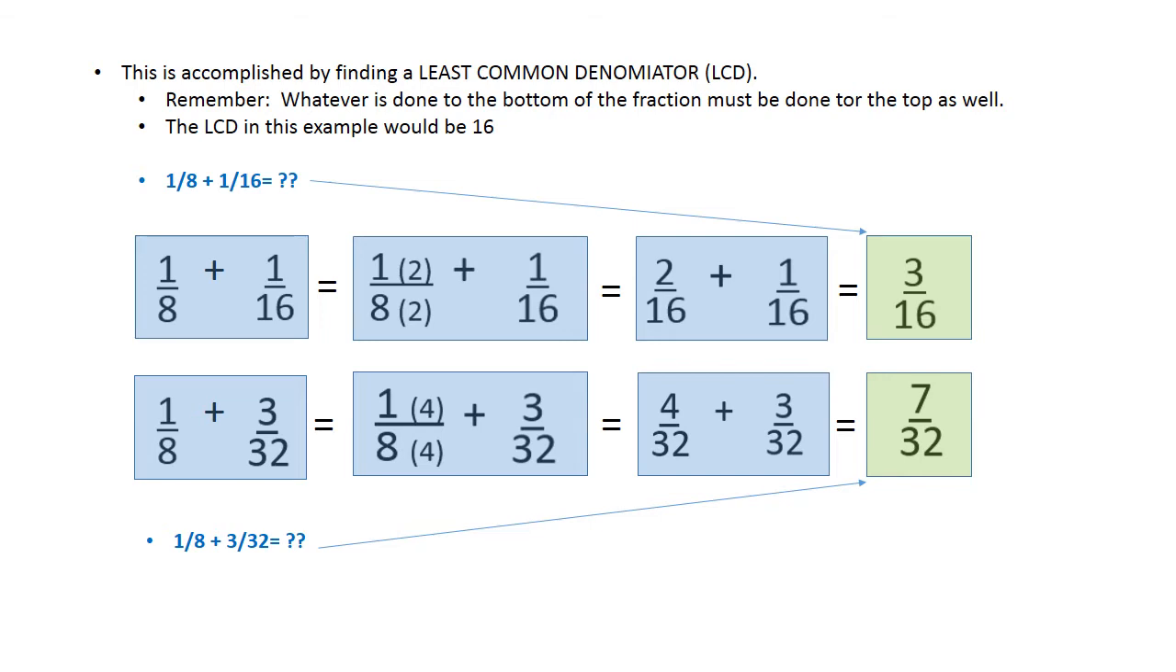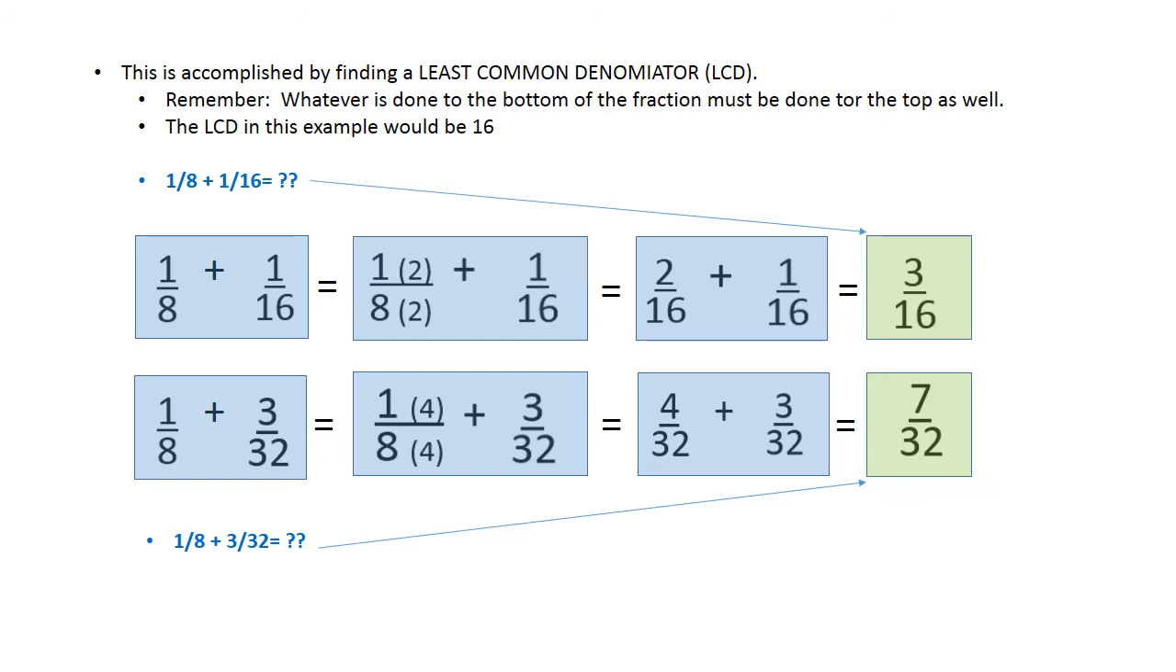This is accomplished by finding the least common denominator, LCD. Remember, whatever is done to the top of the fraction must be done to the bottom as well. The LCD in this example would be 16. So 1/8 plus 1/16. We're going to change the 1/8 to 16ths. So you multiply the 1 times 2. If you do that to the top, you must also do that to the bottom, which is 8 times 2. So that would come to 2/16. So 2/16 plus 1/16 is 3/16.